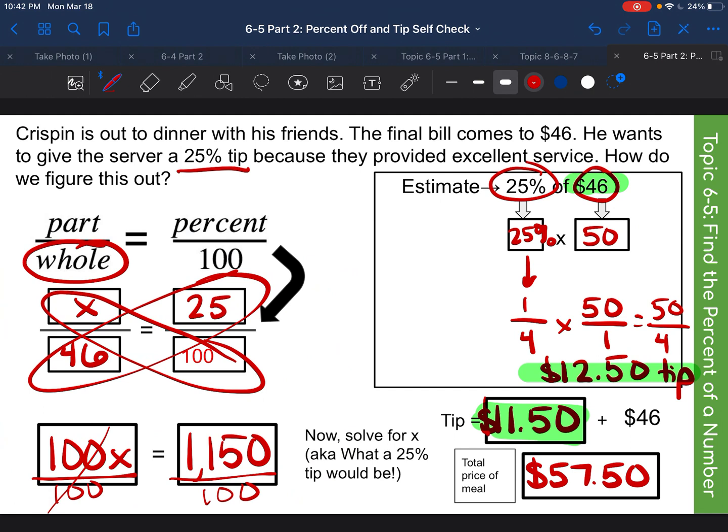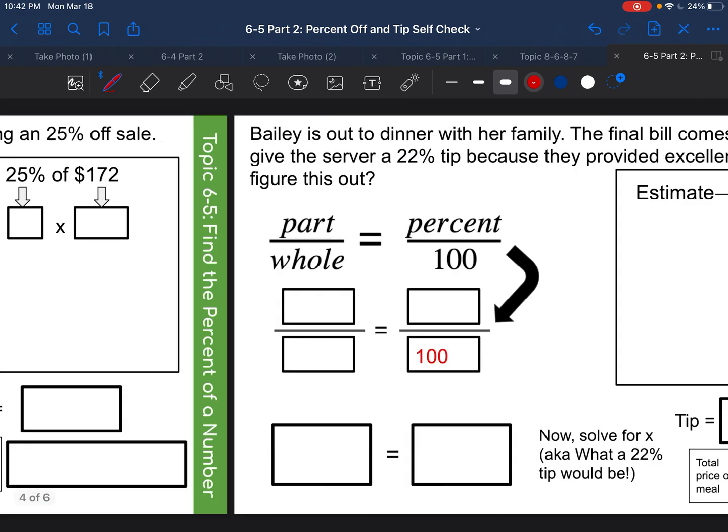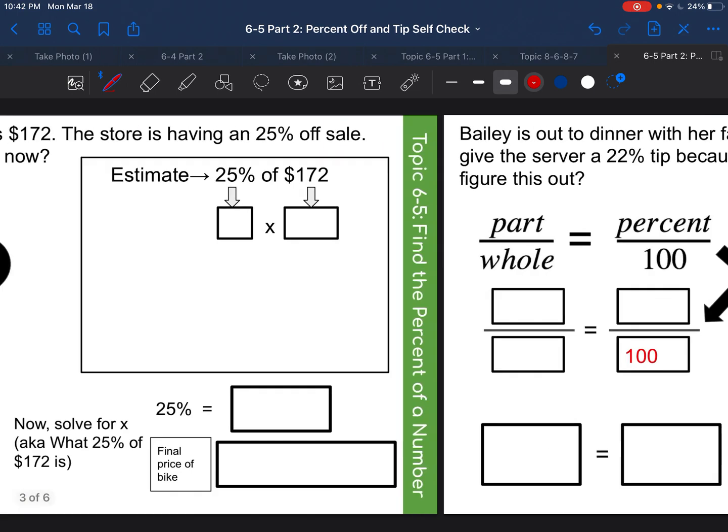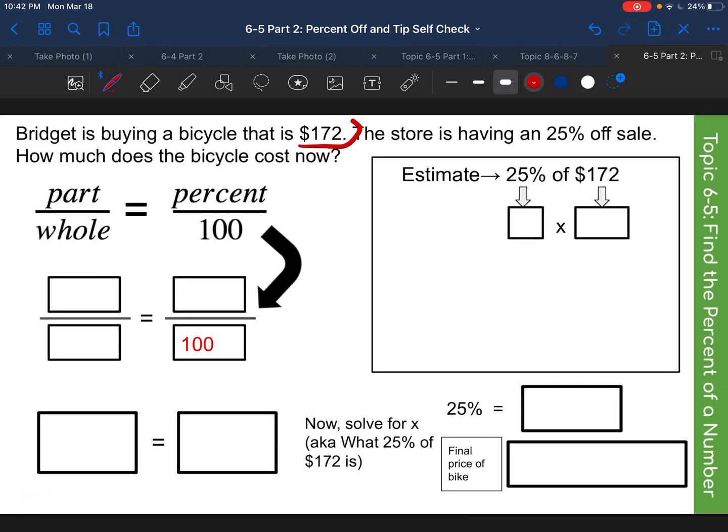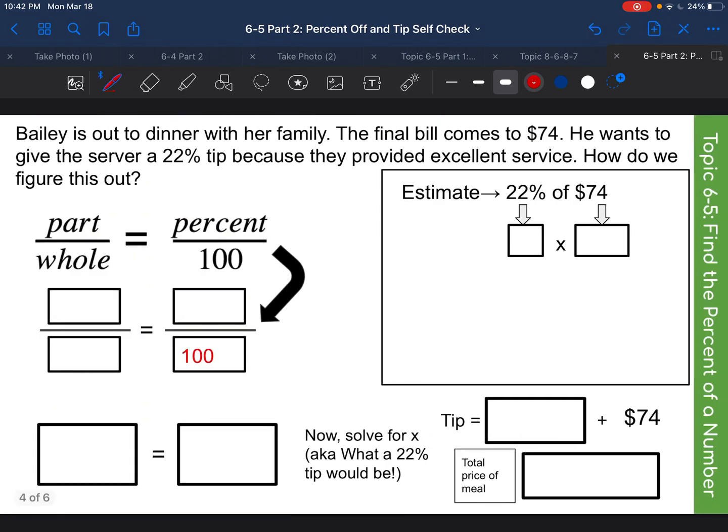And to practice a little bit of that, we are going to practice tipping later in this period. But before I get into that, what I would like you guys to do is the next two examples on your own. So the next example is buying a bike for $172, 25% off, okay? So just like that first problem. The second is the same thing, going to dinner, getting a price, tipping a certain amount. What is your final bill going to be at the bottom? Okay, so try those two on your own.